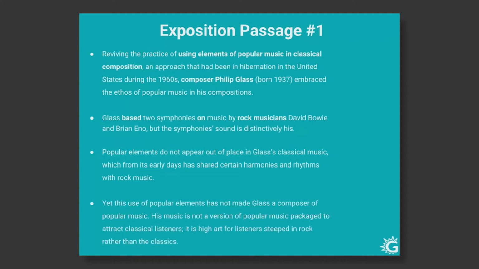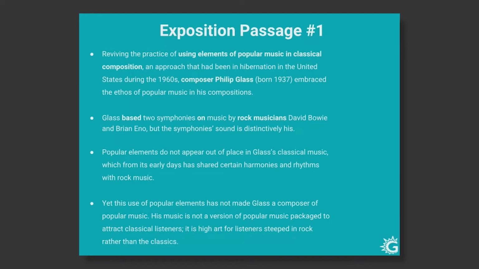Finally, the last chunk told us that yet this use of popular elements has not made Glass a composer of popular music. Okay, what does that mean? It's trying to establish that even though he used all of these popular elements, he doesn't suddenly become a composer of popular music. As opposed to what? That's right, we saw earlier that he is a classical composer. So even though he's used all these popular elements, he is still a classical composer.